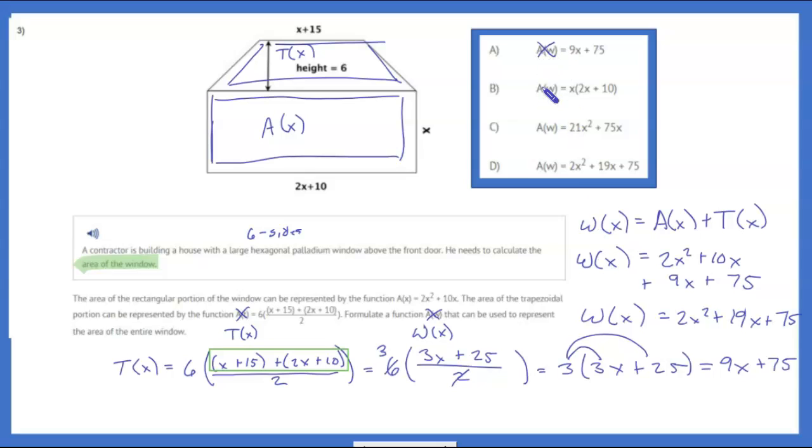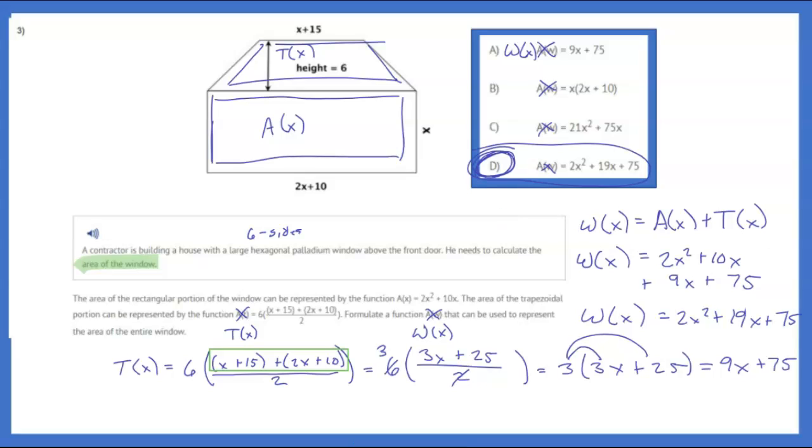So once again, they just wrote this wrong everywhere. What they actually meant was w of x, but we understand that. And we're looking for the one that's 2x squared plus 19x plus 75, which is right there. That is our answer on this one. D.